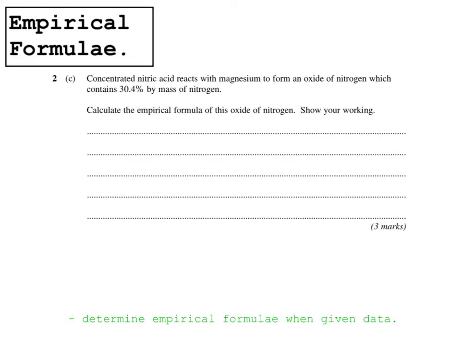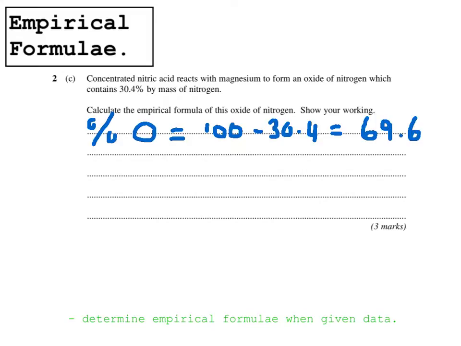So the first thing we do is work out the percentage. Sorry, I don't really want to use the red. I want to use blue. First thing we're going to do is work out the percentage of oxygen, and that's going to equal 100 take away 30.4. So that gives us 69.6. Now we've got two numbers. We've got one that relates to nitrogen and one that relates to oxygen.